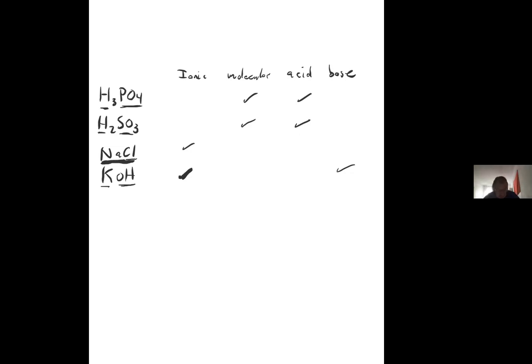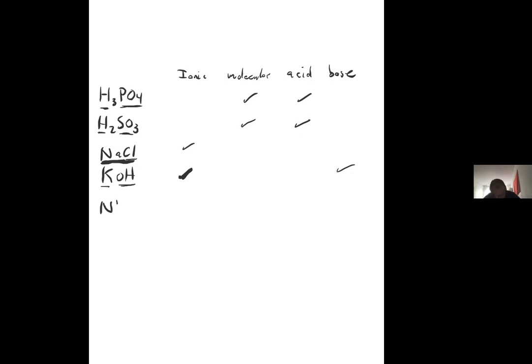But if it is one of these, KOH or NaOH, not only is it a base, it's also an ionic compound. So acids are molecular. The strong bases are ionic bases.